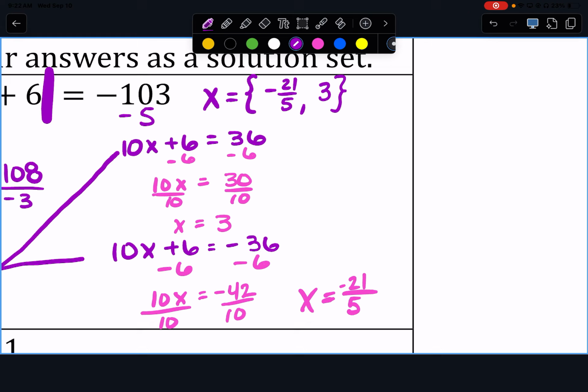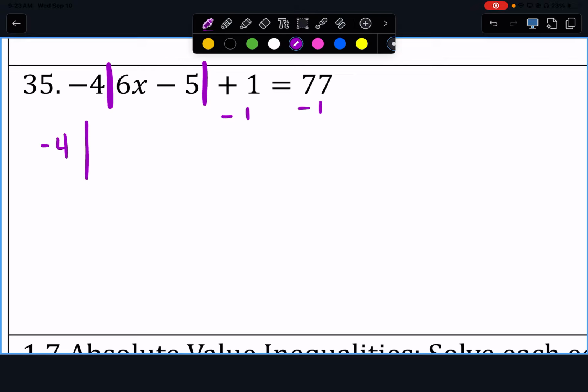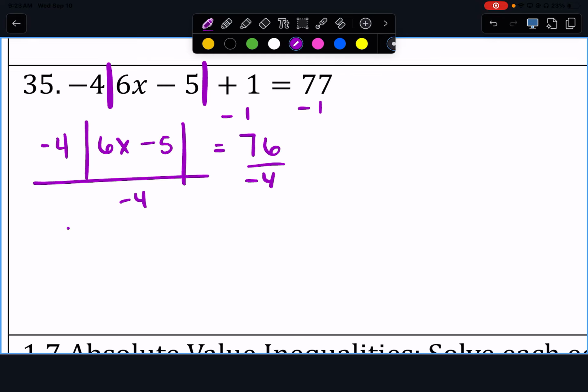Then we're going to go ahead and look at question 35. What do I do first to isolate our absolute value in 35? Subtract 1. So we get negative 4 times the absolute value of 6x minus 5 equals 76. Now what do I do? Yeah, divide by what? What is 76 divided by negative 4? Negative 19. So we have the absolute value of 6x minus 5 equals negative 19.